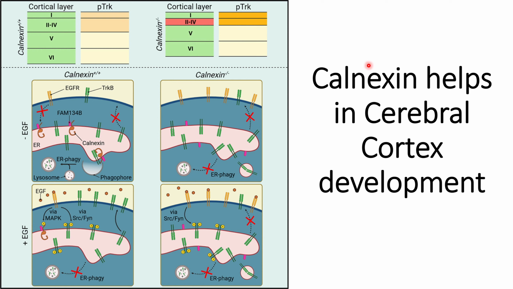I hope you understood a brief idea of what this paper talks about, that is, how Calnexin helps in cerebral cortex development. Calnexin is an intracellular chaperone that helps in protein folding, and thereby it leads to native post-translational modification, which is essential for the proper functioning of the cells.